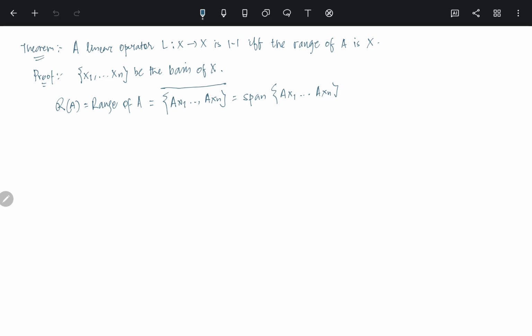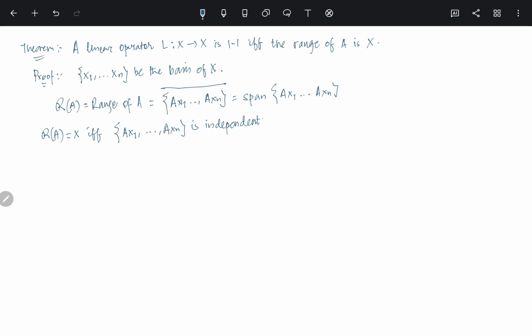Now you can easily see that R(A) is X if and only if, what is the condition? If and only if the set A(x1), A(x2), ..., A(xn) is independent. Clear? You can easily see that R(A) has to be X if and only if this set is independent. So basically we have to show that A is 1-1.